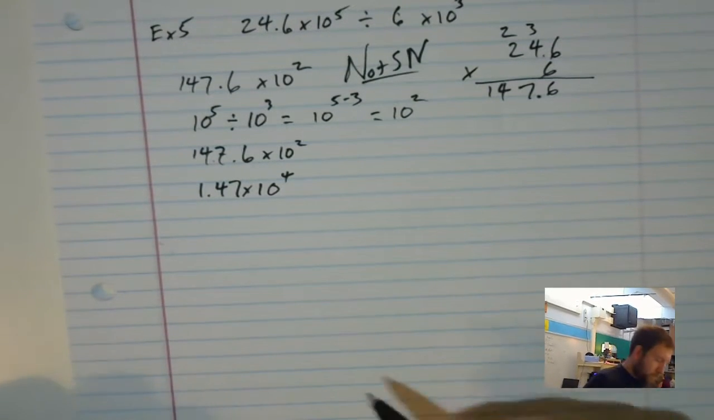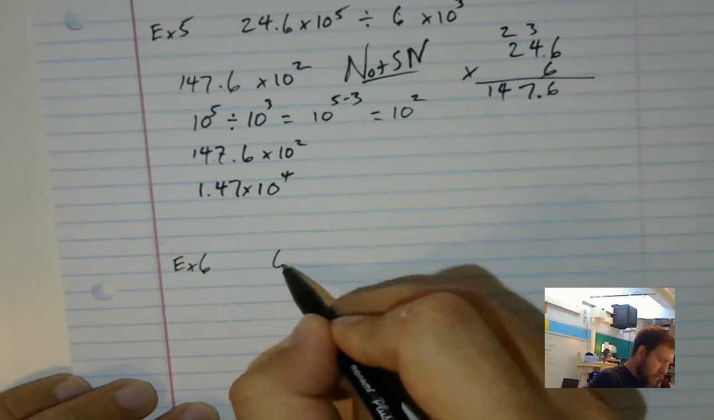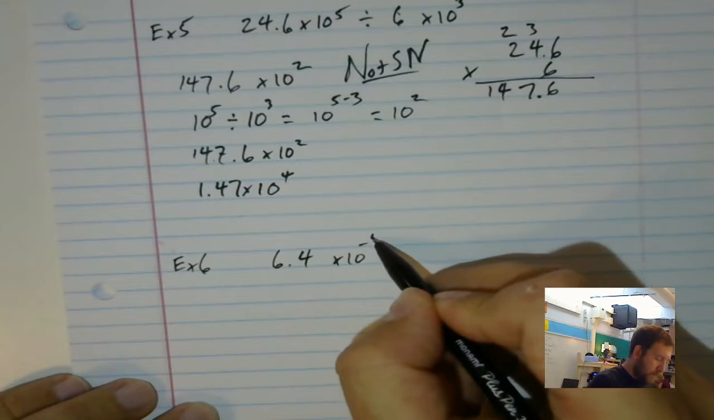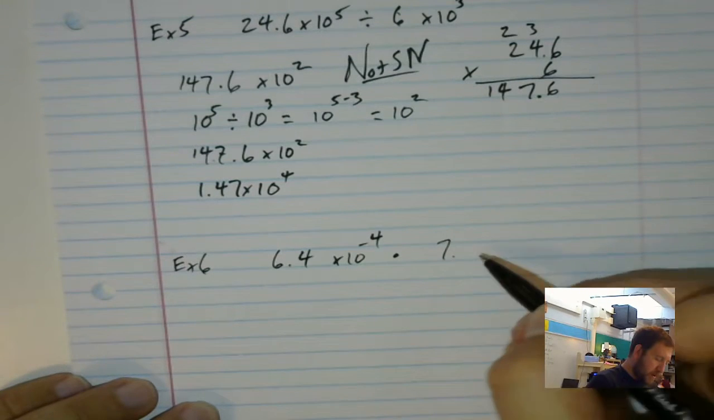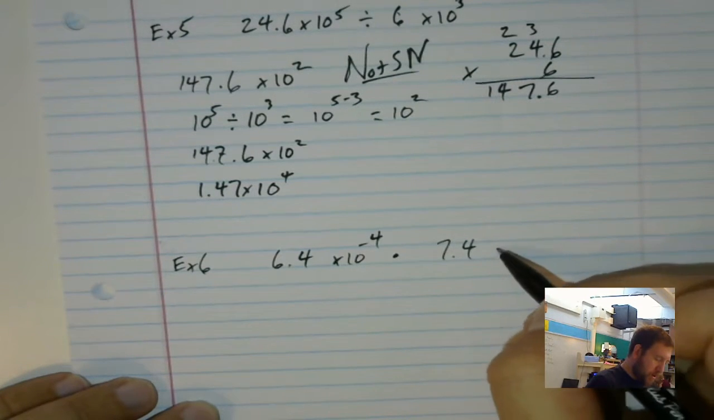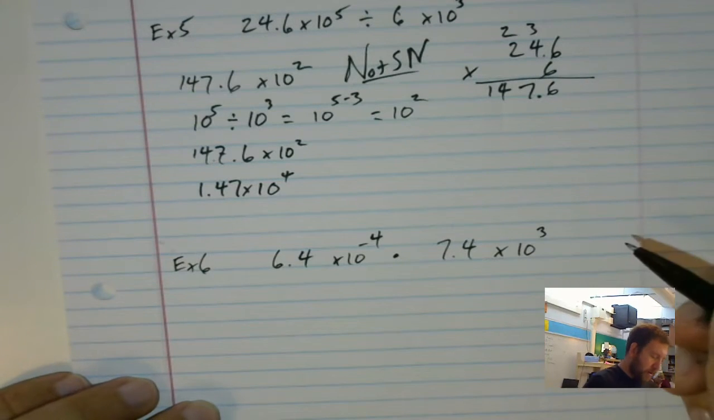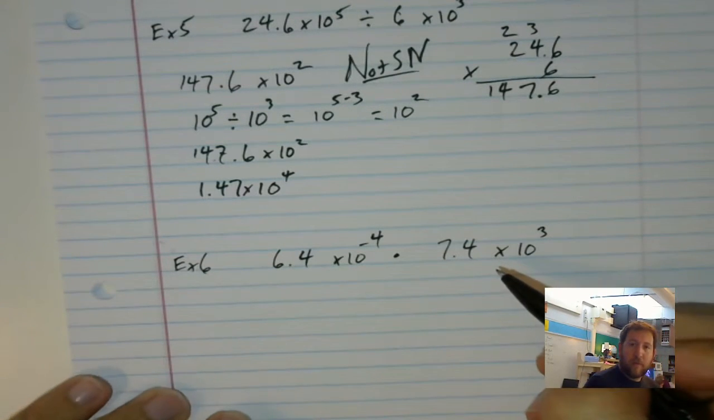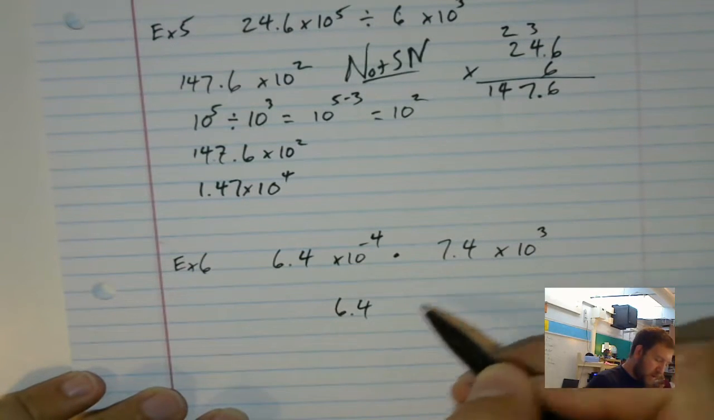Let's do example 6. 6.4 times 10 to the negative 4th times 7.4 times 10 to the 3rd. Okay, so this time I'm doing a very small number times a very large number. So again, I'm going to do what I did before. I'm going to do my whole numbers first. 6.4 times 7.4.